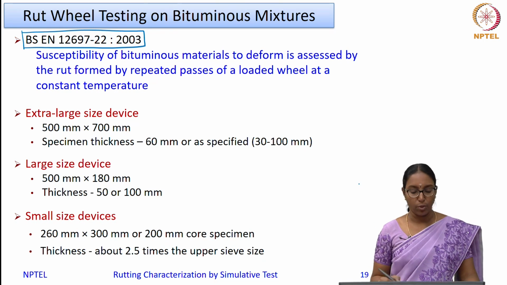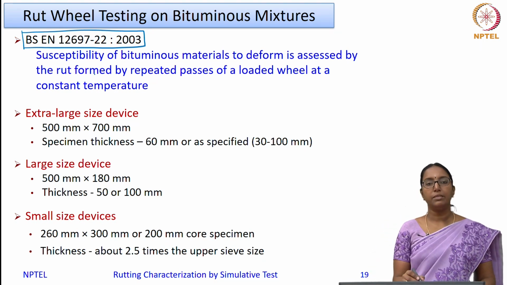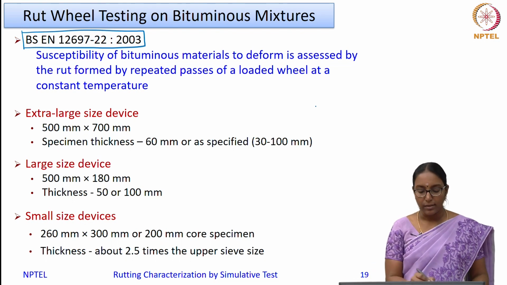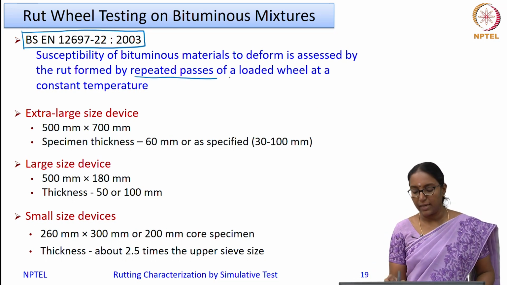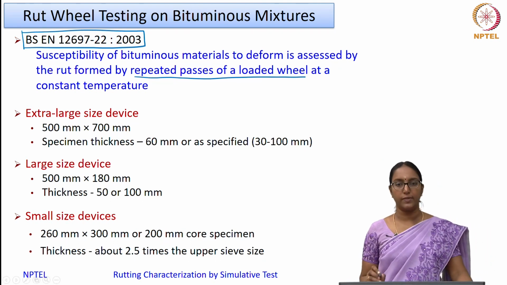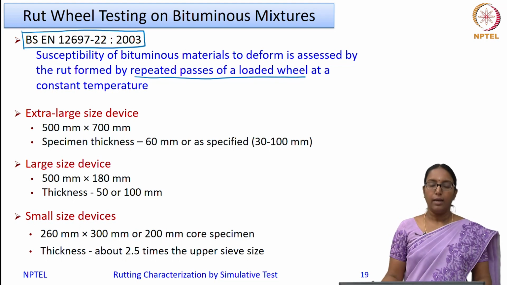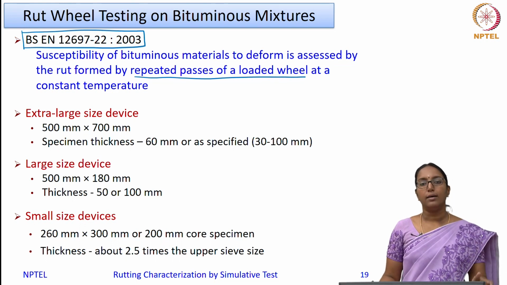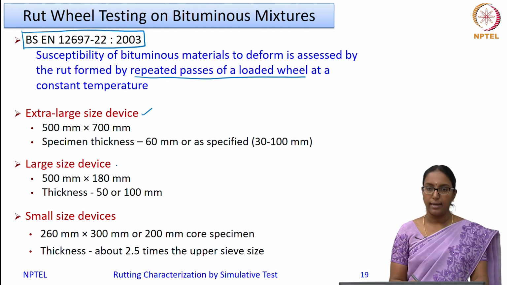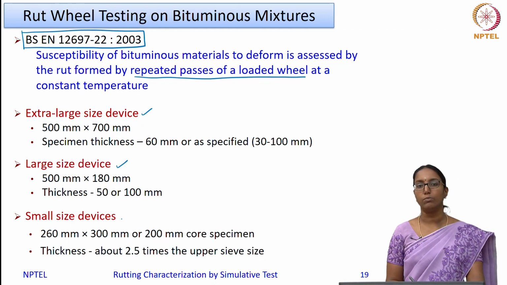I will read from the code. It says that the susceptibility of bituminous materials to deform is assessed by the rut formed by repeated passes of a loaded wheel at a constant temperature. This is what is done in this test. As I said, you can have three specimen sizes. One is an extra large device, next is a large size device, and then a small size device.